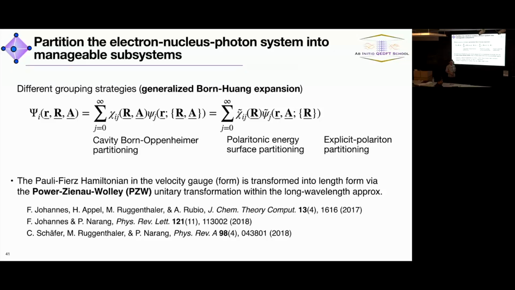Does this in retrospect mean that I cannot expect to see polaritonic excitations in this type of approximation? I mean, you can still see them here. But you should say there's no approximation. Okay, really repartitioning, you could say.